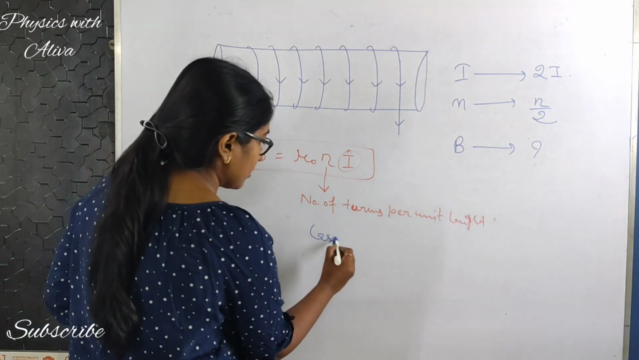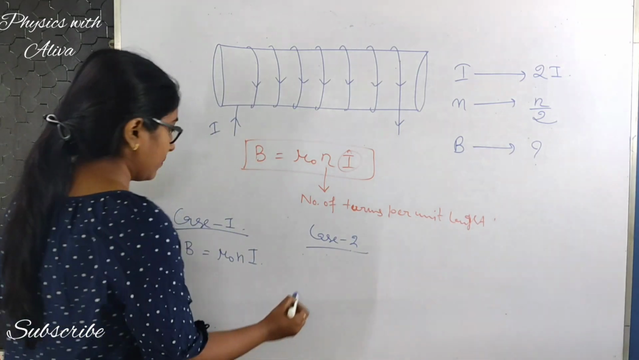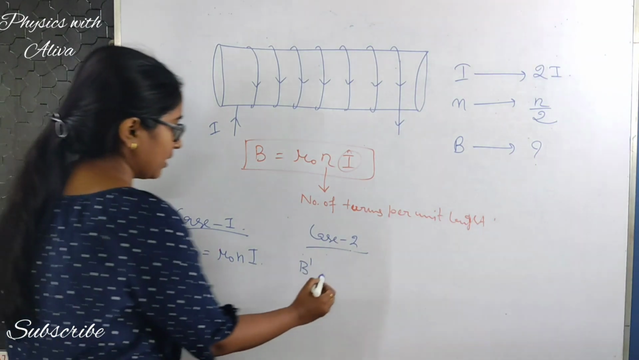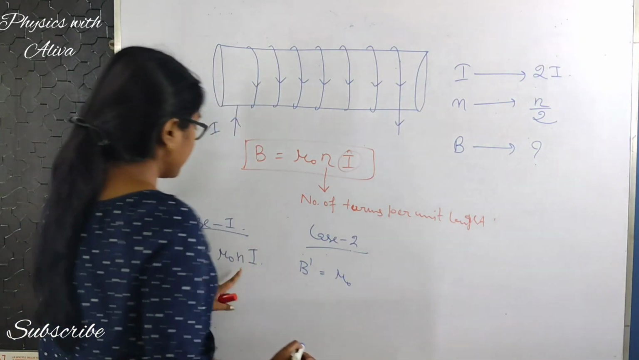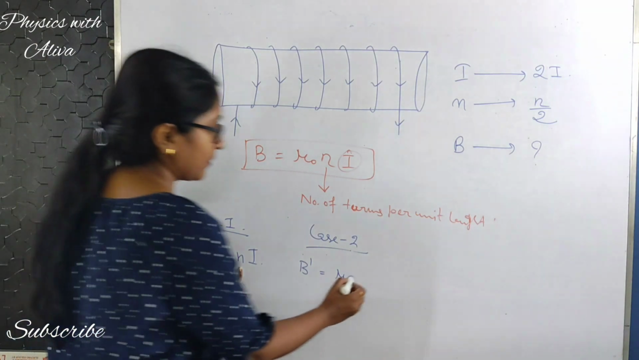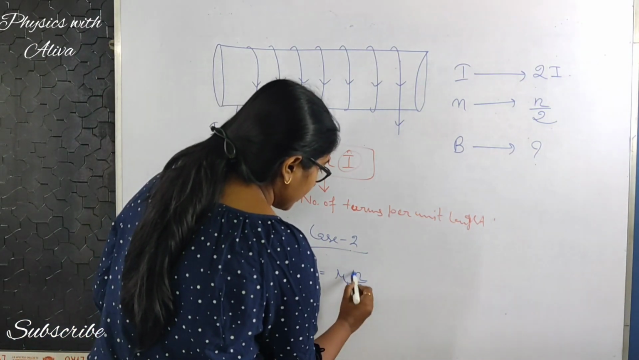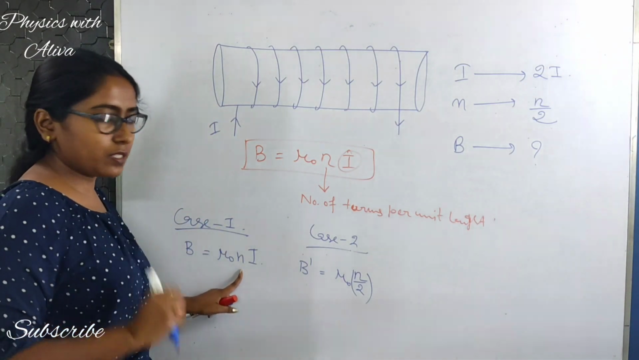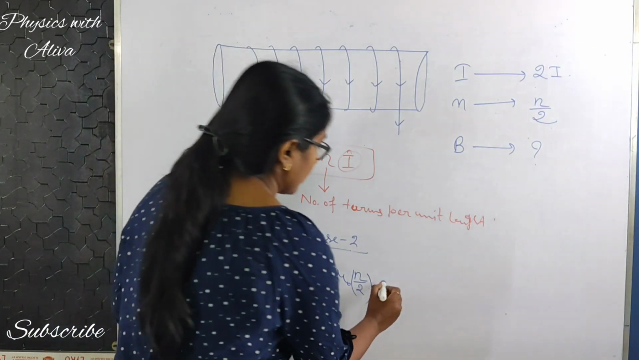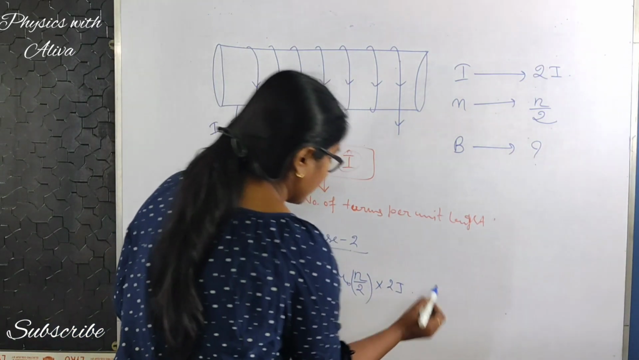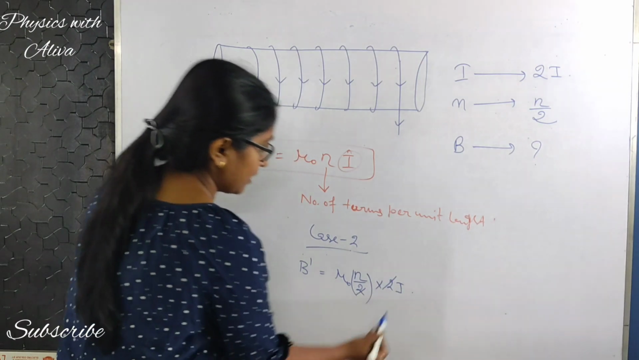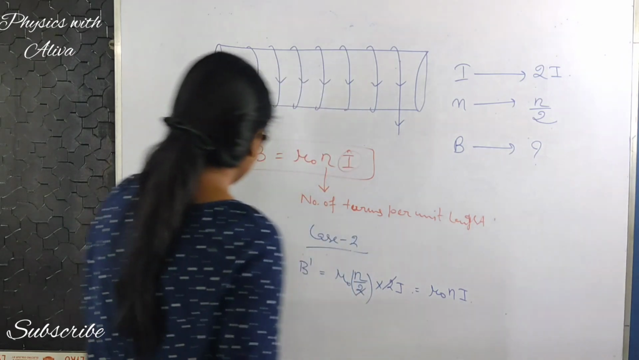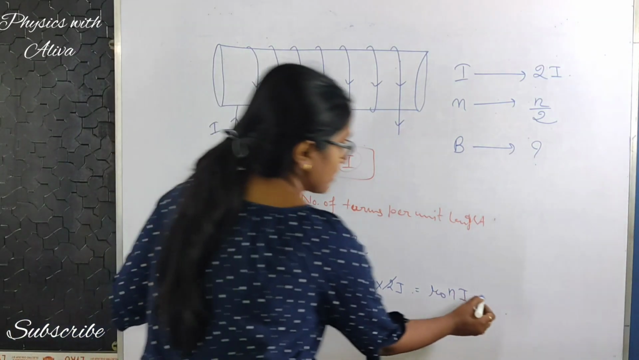But in the second case we don't know the value of the magnetic field, so we are writing this B prime, that is equal to mu naught. The value of n becomes n by 2. The value of the number of turns per unit length becomes half of the previous value and the current is now doubled. Okay, so this will cancel each other and again we are getting the value mu naught n I, that is equal to the previous value of the magnetic field B.